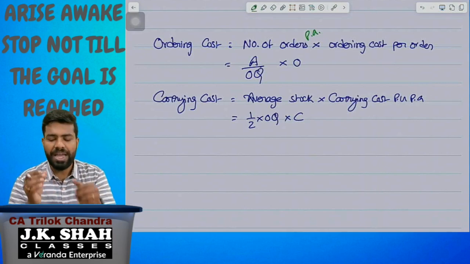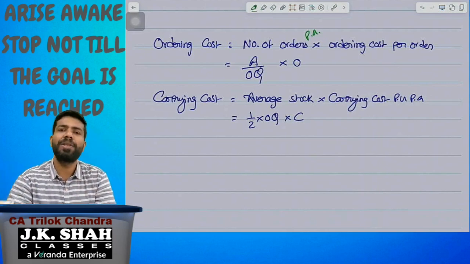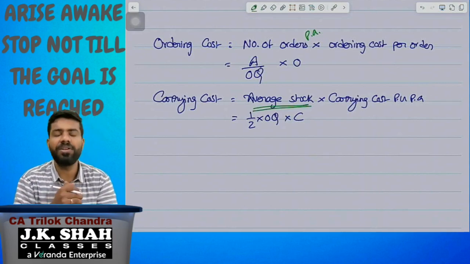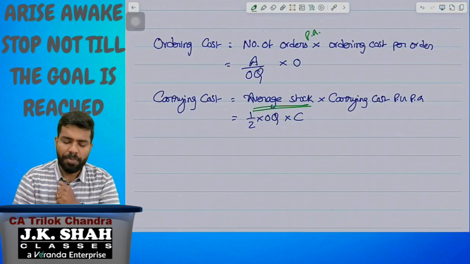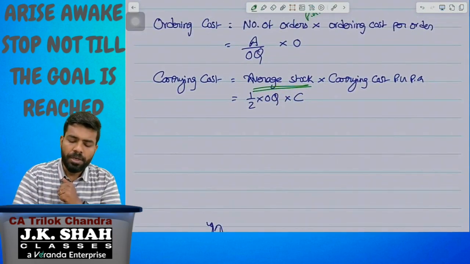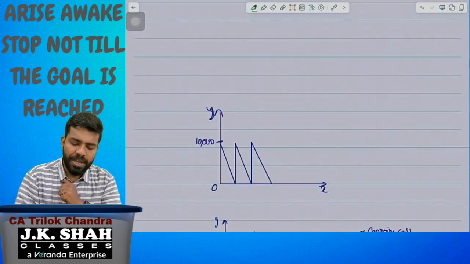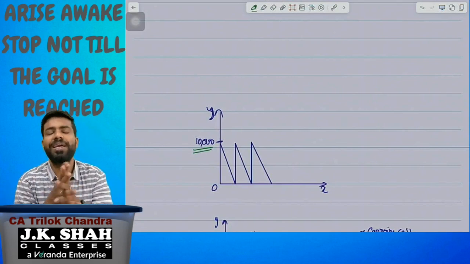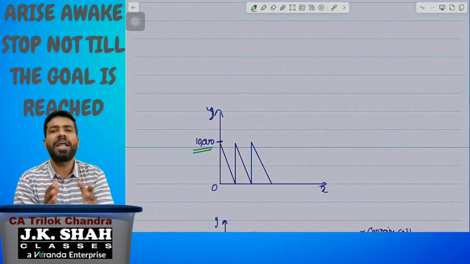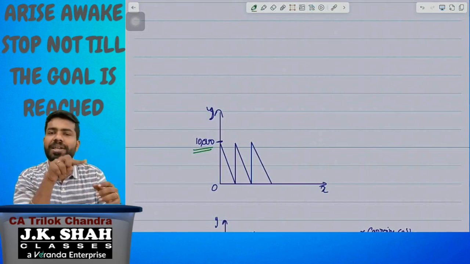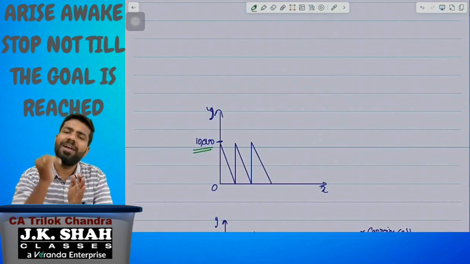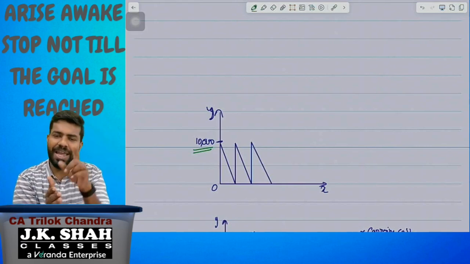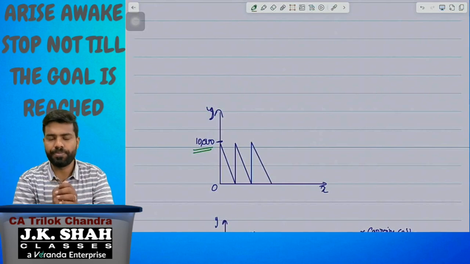Next, carrying cost: average stock into carrying cost per unit per annum. One point we need to understand is average stock. Why do we need to take the average stock? Let me take an example. We are ordering 10,000 kgs. Initially, the raw material at the storeroom is 0. I place the order of 10,000 kgs and receive the goods. How much stock is lying in the storeroom? 10,000 kgs.